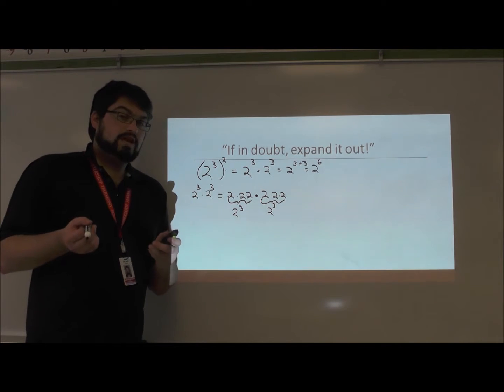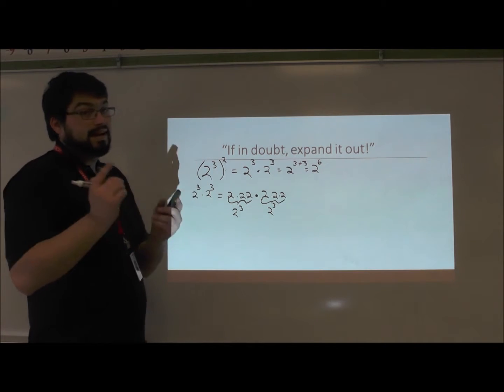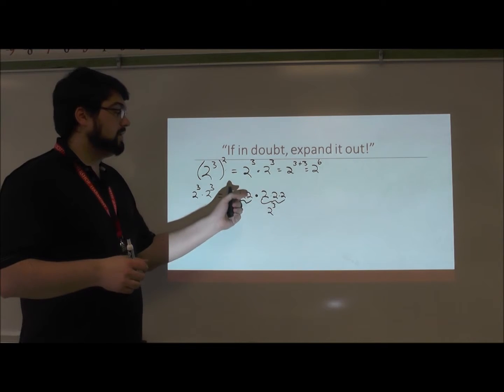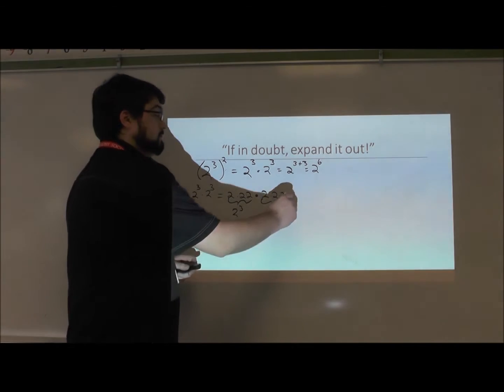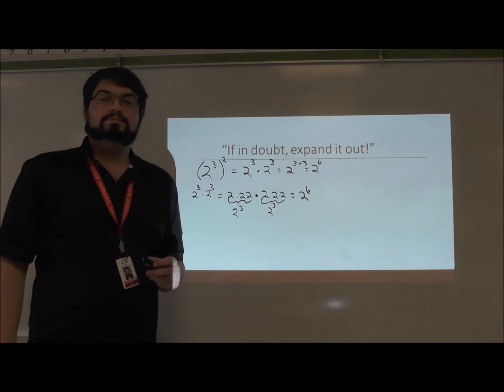Now, an exponent is a base being multiplied a certain number of times. That number of times will be my exponent. So I see here 1, 2, 3, 4, 5, 6 times. So I still get 2 to the 6th power.